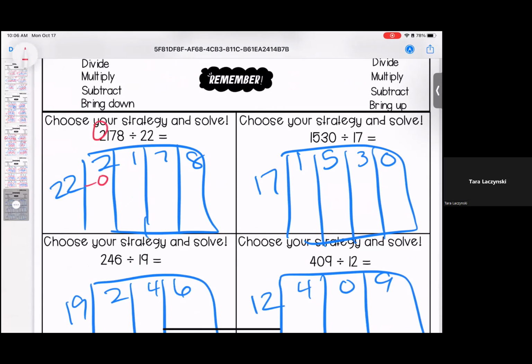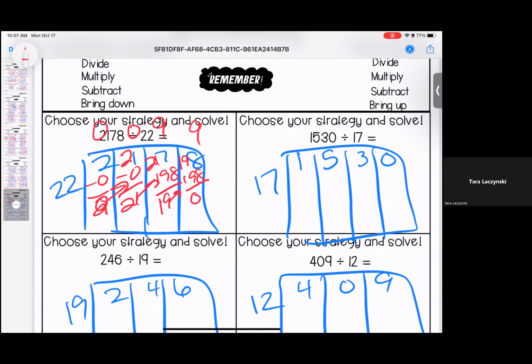22 does not go into 2. It does not go into 21. But it does go into 217. It's going to go in 9 times, which gives me 198. When I take that away from 217, I get 19, which seems big and scary. But it is smaller than what I'm dividing by. I know that that matches what I had before. My answer is 99 with no remainder.